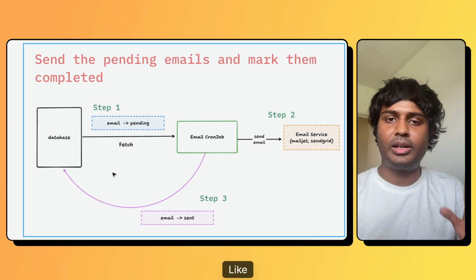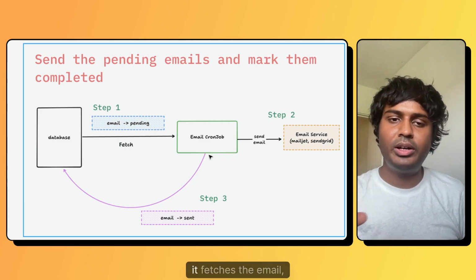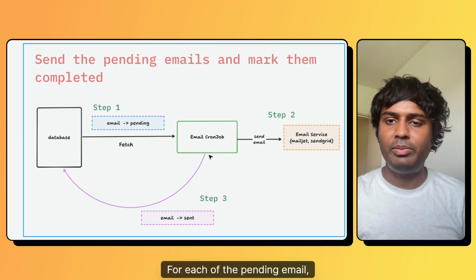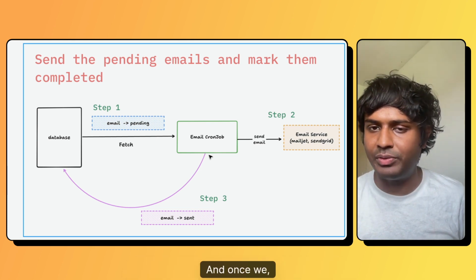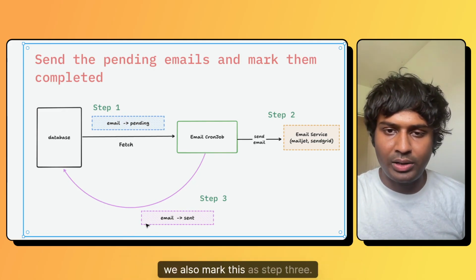So simple as that. Once we have the pending rows in the database, this cron job fetches the pending emails from the database. For each pending email, it just sends the email to the user by calling the email service. And once this API call, step number 2, is successful, we also mark the email as sent, which is step 3.